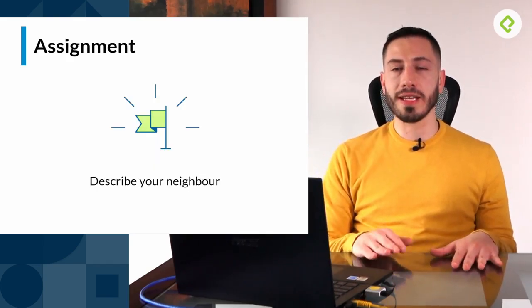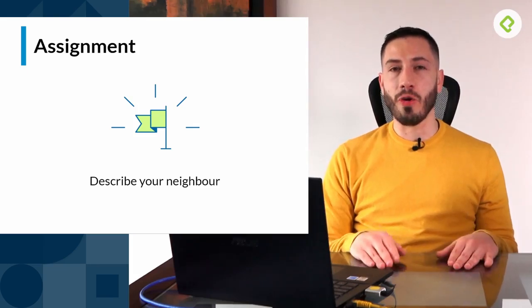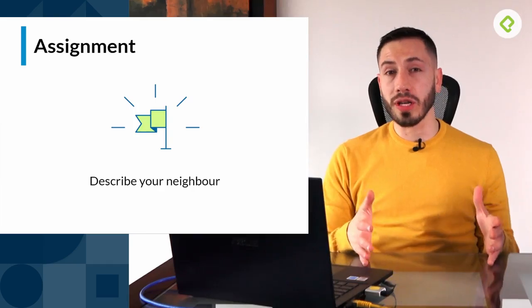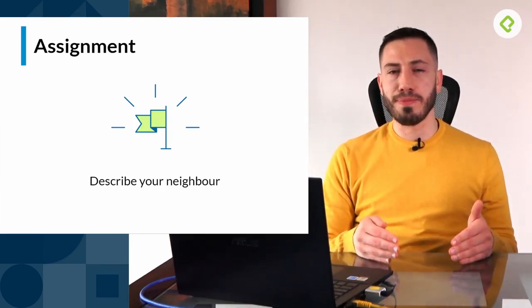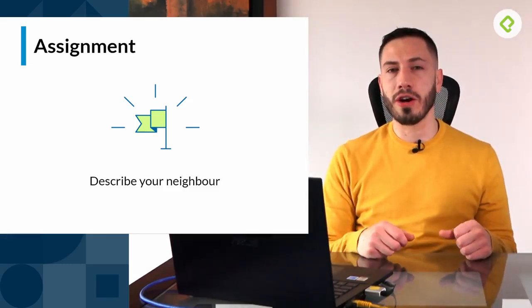Well done. We're getting to the end of this class, and of course there is an assignment. This time, I want you to use all the words that we studied in this class, plus all the words that you also have on your list, and describe your neighbor, the person that lives next door, or maybe close to your house or close to your apartment.